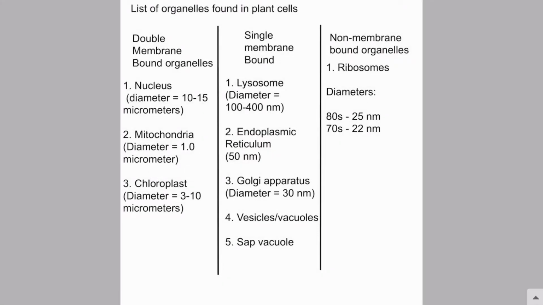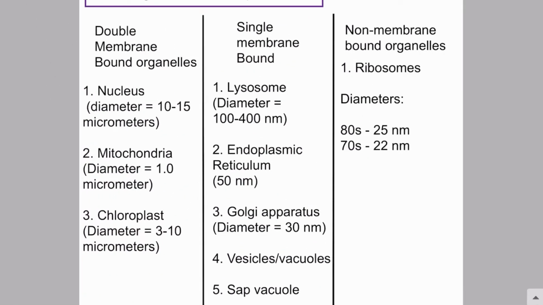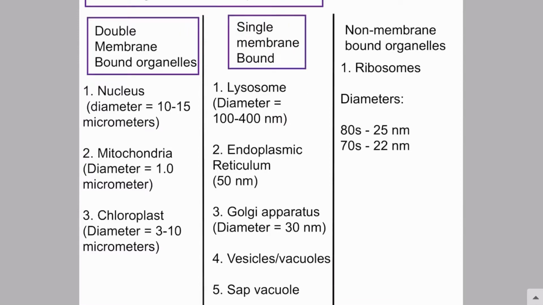In this video lecture, we will discuss the list of all the organelles which are found in the plant cells together with their diameters. If we talk about the organelles found in the plant cells, there are three types of organelles which are found in the plant cells. These are double membrane bound organelles, single membrane bound organelles, and non-membrane bound organelles.